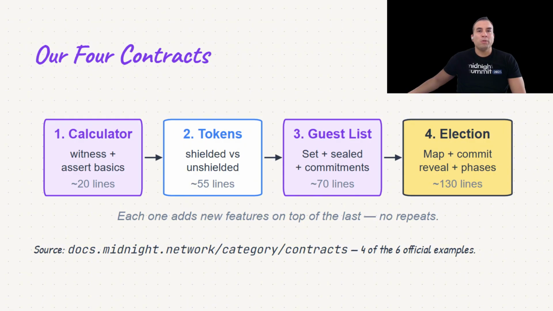Election is our boss level. A full anonymous vote with a state machine, commit-reveal, tally counters. Pretty much every Compact feature in one contract. 2 we skip: private reserve auction, because it overlaps heavily with guest list and election, and battleship, which is about 200 lines and mostly repeats the same patterns. Great for a future episode, too much for today.